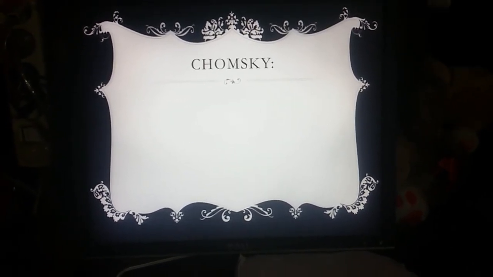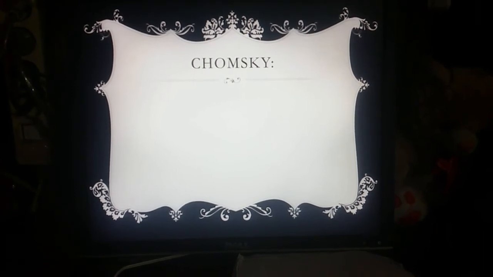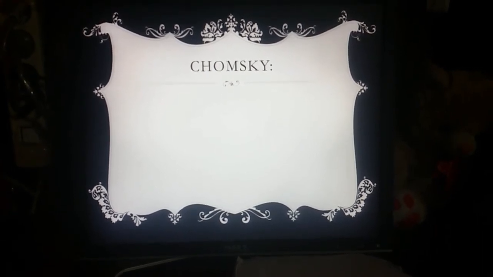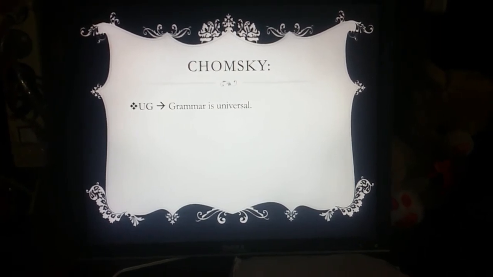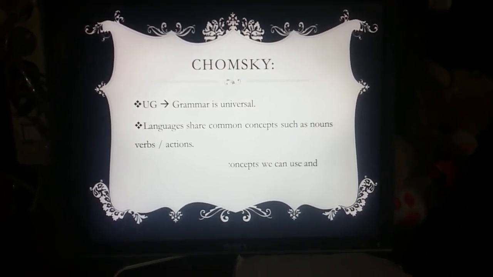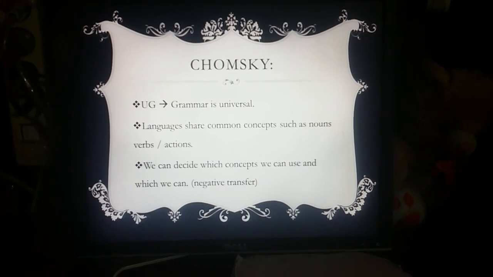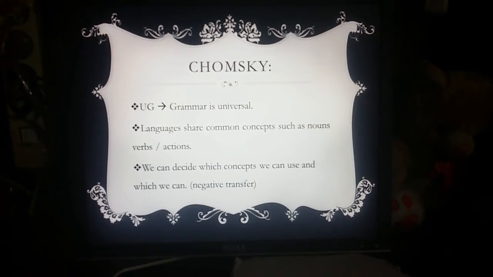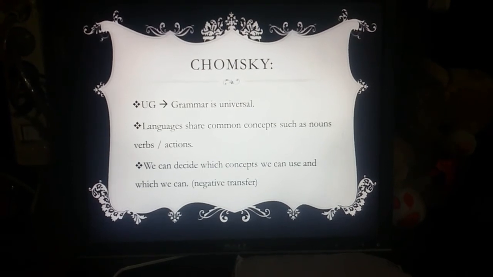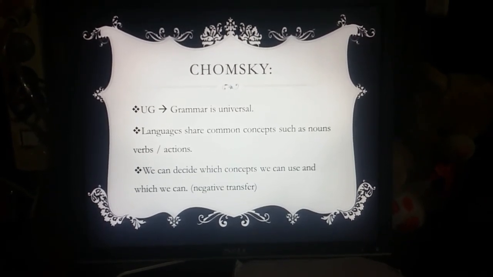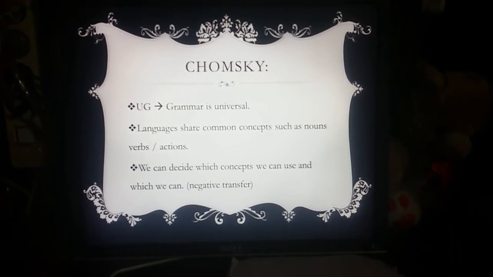And finally, the chapter mentions Chomsky and his universal theory about UG. Grammar is universal. Languages share common concepts such as nouns, verbs, and actions, which make languages universal. We can decide which concepts we can use and which we can't. And this can lead to negative transfer.